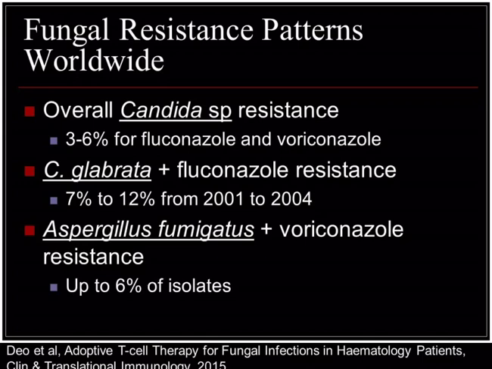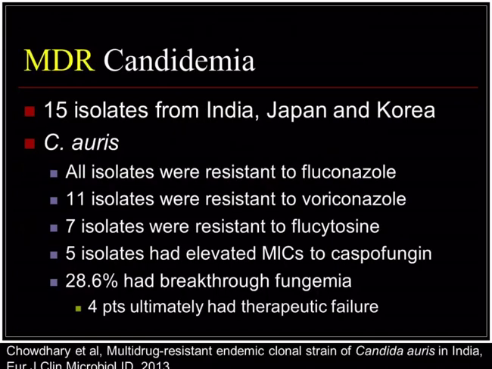And in terms of Aspergillus fumigatus, it is now at minimum up to 6%. Unfortunately, there's only one center in all of the United States that does mold sensitivity. So I suspect it is higher, just people aren't sending samples to them.